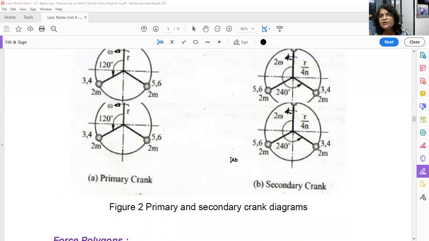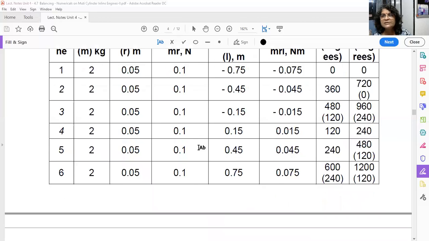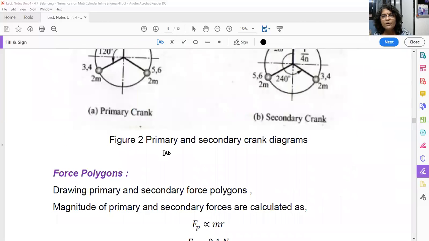Now see, what is the magnitude of the couple? See here. So there are 6 couples. 3 are negative, 3 are positive. And again, I will tell you, you can follow any sequence to draw the polygon. So let us see here. Now couple polygon.